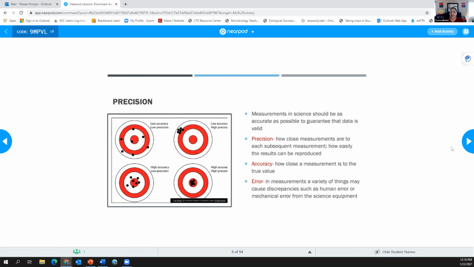There are also mechanical errors. Maybe the triple beam balance isn't balanced itself, or there's something wrong with it, so it's reading the measurements wrong. Errors are always going to happen in science. We're never going to do an experiment and get an exact replication of what somebody else may have done. It's always going to be slightly off just because of that.